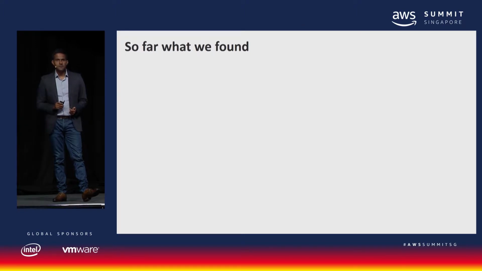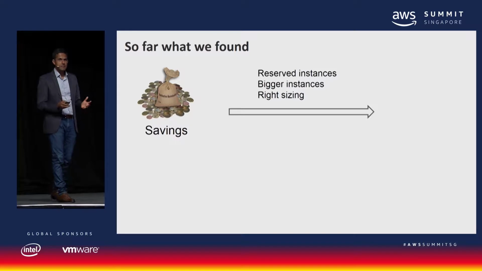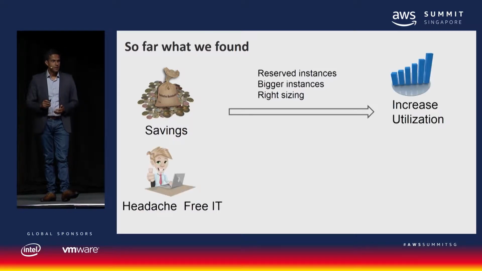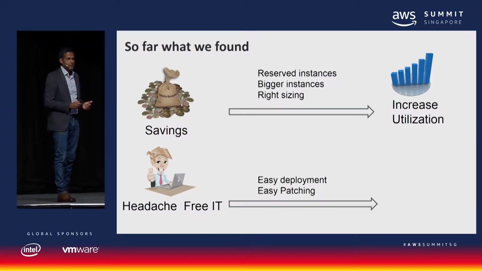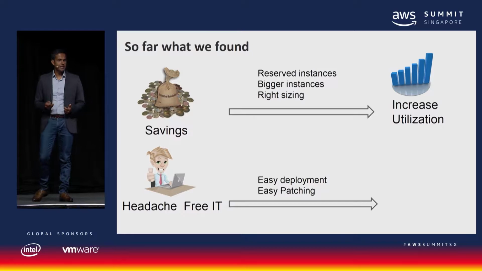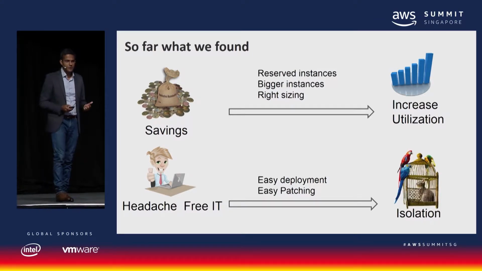So far, what we found: to get savings, you need to go for reserved instances. Right sizing is the answer. You need to increase the server utilization. To get headache-free IT, I need to find easy methods to deploy and easy patching. And the way to do that is proper isolation.